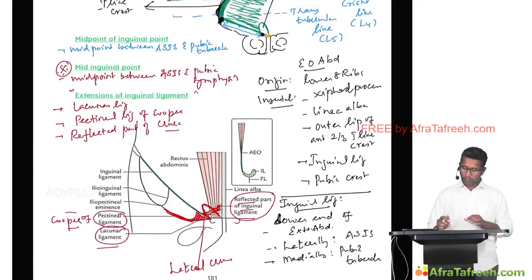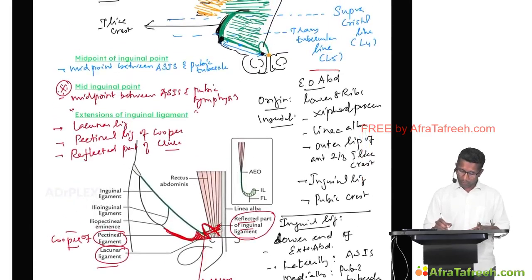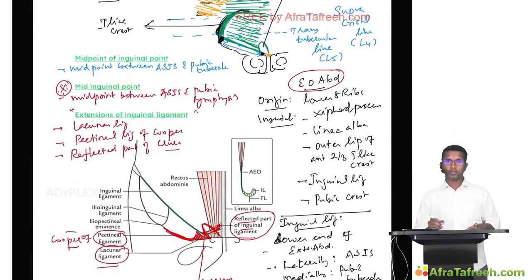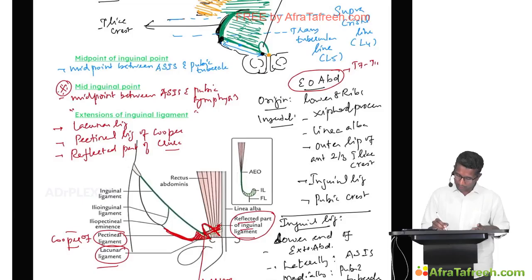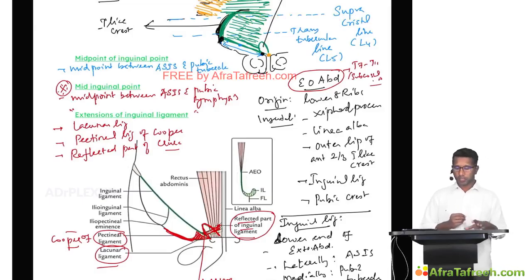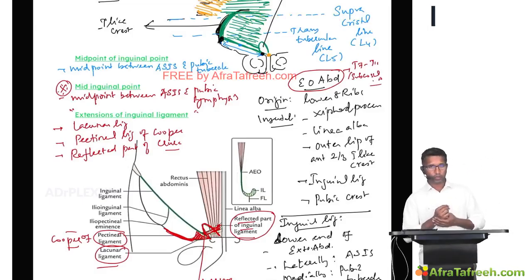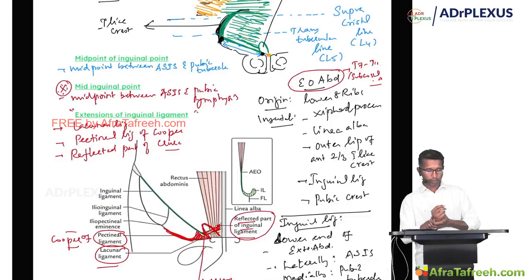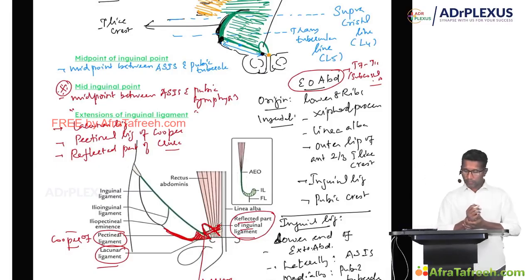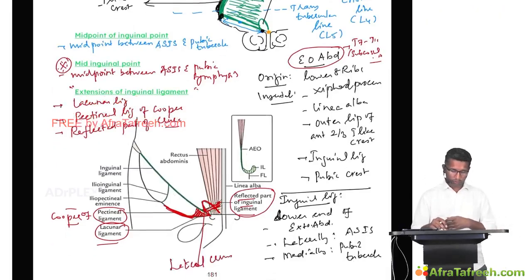All these are arising from the external oblique abdominis muscle aponeurosis. The nerve supply for the external oblique abdominis muscle is the thoracic nerves T7 to T11 and the subcostal nerve. The subcostal nerve is nothing but the T12 nerve.